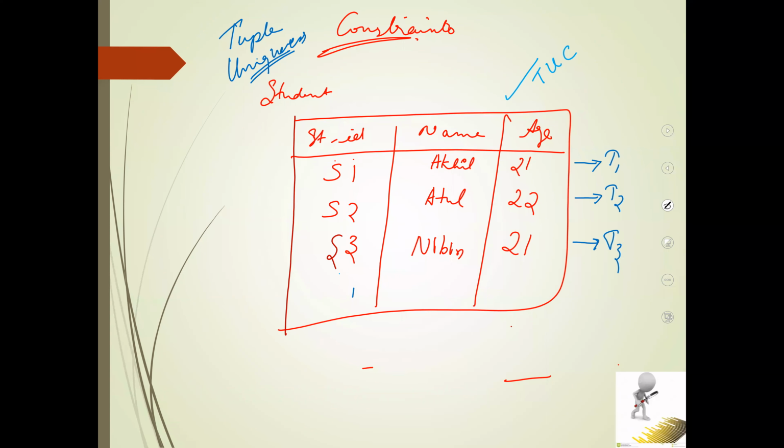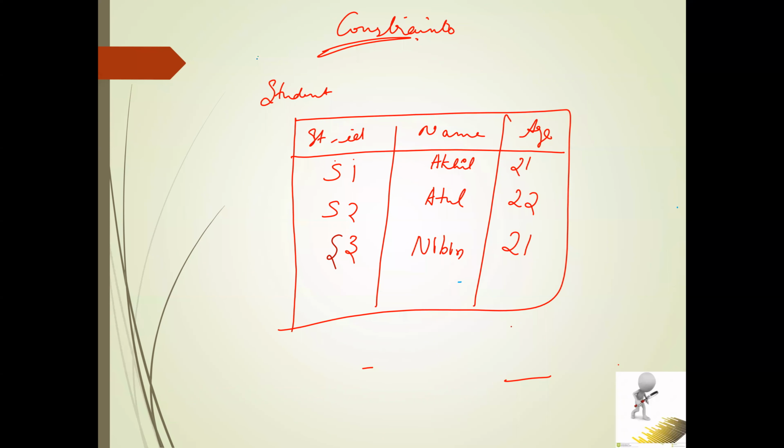Now imagine I do have another record called S1, Akhil, 21. And this is my fourth tuple, T4. Look here, S1, Akhil, 21. I have it over here. I even have it over here. The same tuple repeats, which means for this particular table, the tuple uniqueness constraint is not satisfied. Tuple uniqueness constraint means very simple. Each and every tuple in my table should be unique.